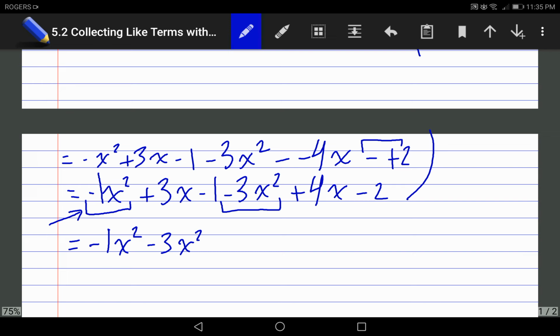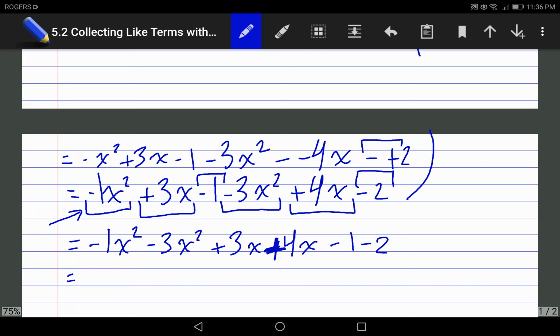Let's collect our x terms. I have plus 3x plus 4x. So I'm just grouping them together. And then I've got a minus 1 and minus 2. Pull out your calculator, do negative 1 minus 3. Negative 1 minus 3, I get negative 4. And don't forget your x squared, right? Don't forget those x squares.